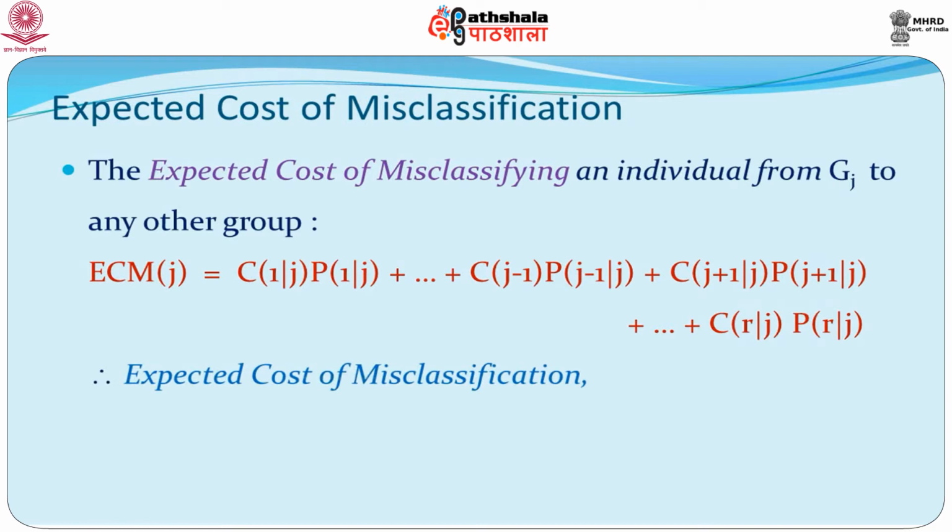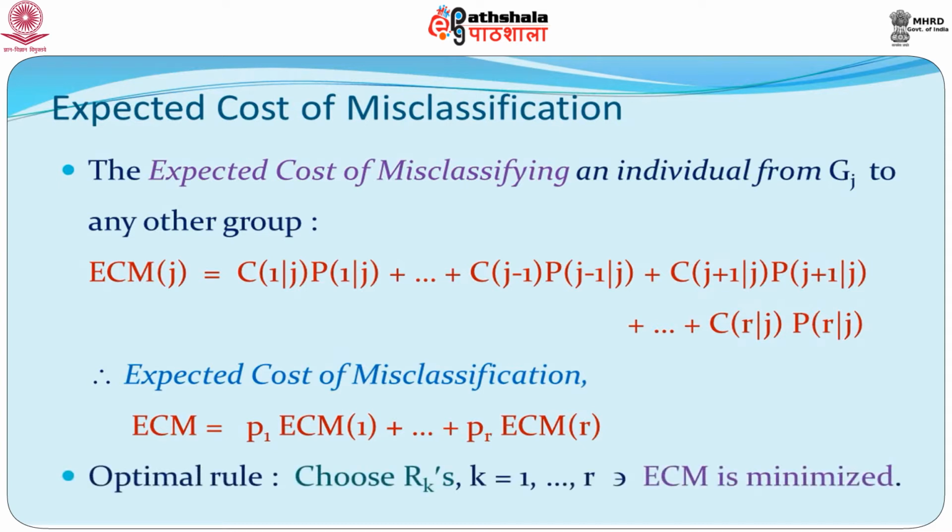Now, the ultimate expected cost of misclassification over all groups would be ECM, which is p1 into ECM1 and so on, up to pR into ECMR. This is because p1 is the probability of coming from the first group and ECM1 is the expected cost of misclassification of an individual coming from the first group. Similarly, pR is the probability of coming from the Rth group and ECMR is the expected cost of misclassification of such an individual. So, this sum actually gives us the expected cost of misclassification.